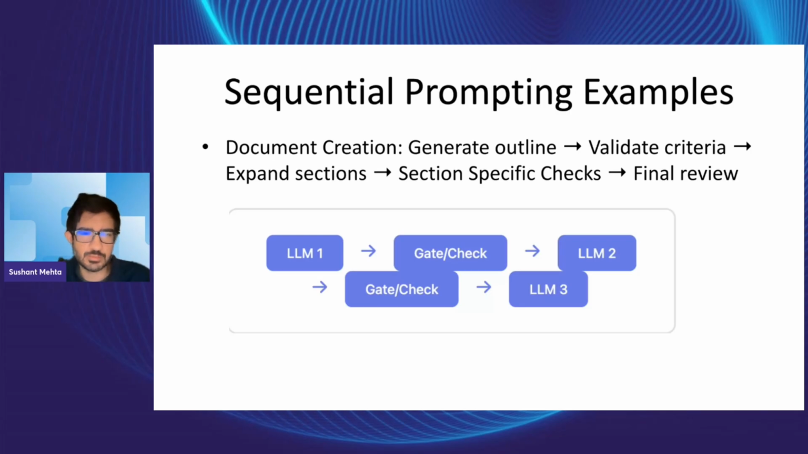Once the checks look okay, you can expand those sections, and then you'll get a final document which you can do a final review on, and then stop. So again, this setup is more useful for simpler workflows or processes where after each step you can have an intermediate check to make sure the output so far is correct before proceeding to the next step.